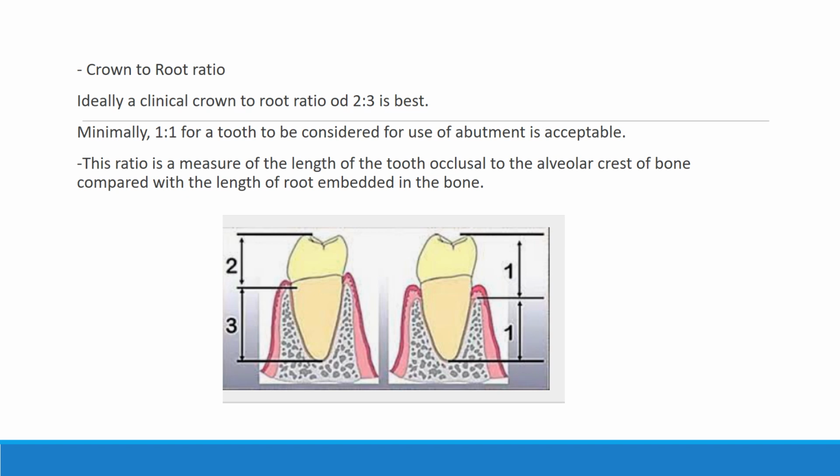Okay, so the best crown-root ratio is 2:3, guys, right? That is very ideal in photo one. Yes, favorable. It can also be 1:1. The ratio is a measure of the length of the tooth from the occlusal surface to the alveolar crest of the bone compared with the length of the root embedded in the bone.